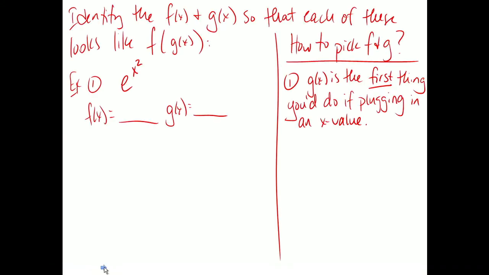So coming now from our perspective, my first tip for you is to remind you that g is the first thing you would do if you were plugging in an x value, okay? And then I should maybe put a second sentence here, maybe I'll put a semicolon here, and I'll say f is everything else.